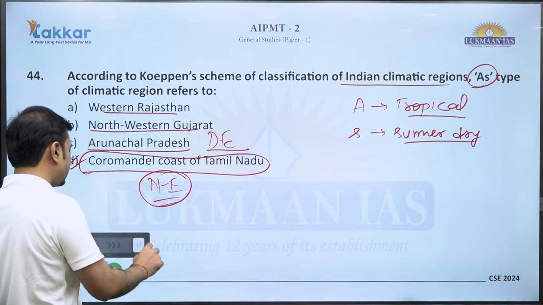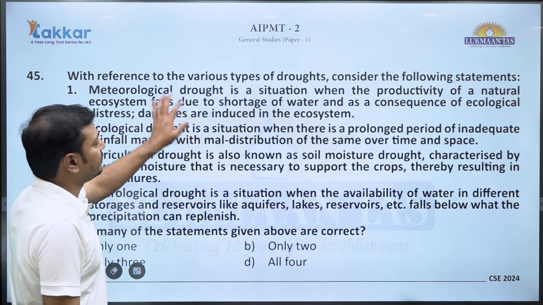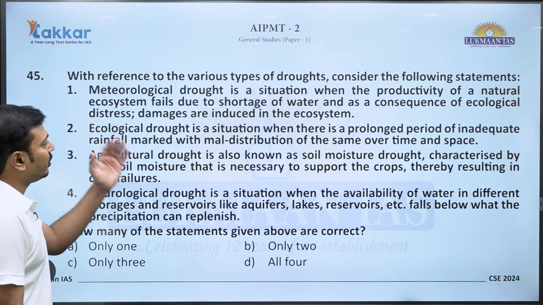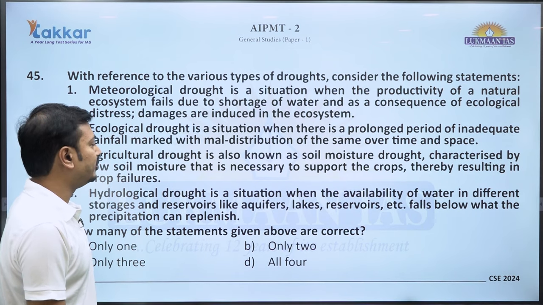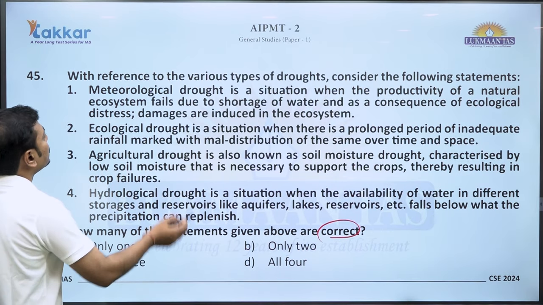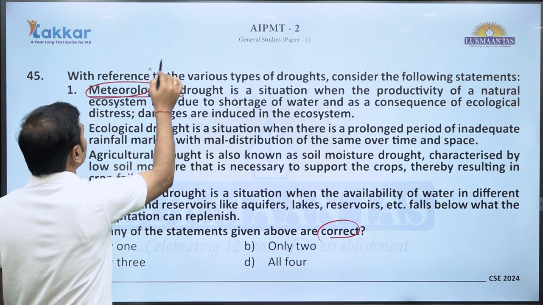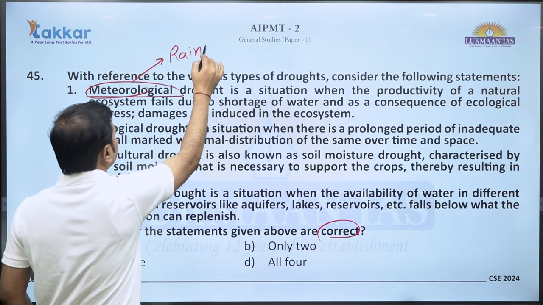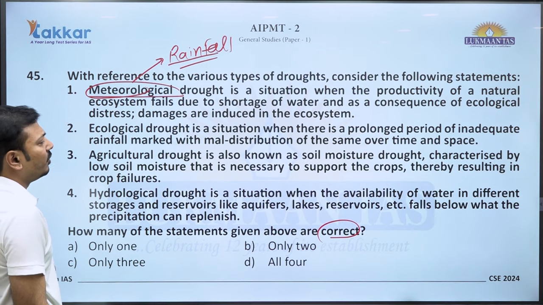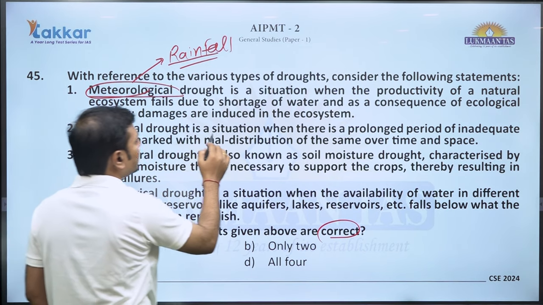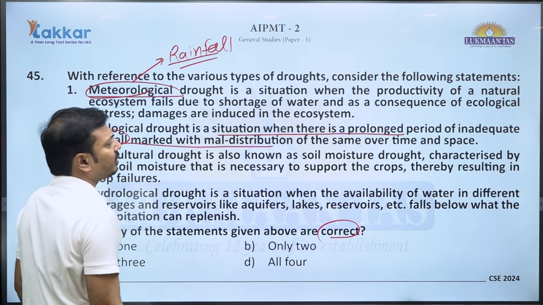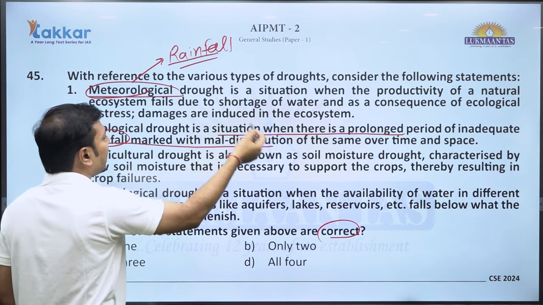In the past, UPSC has asked questions related to Köppen classification of climates. So, we should be ready with India's climatic regions. Now, what about these basic definitions of different types of droughts? We have to identify the correct statement. Right. So, meteorological drought, meteorological should be something related to rainfall. So, what is that? It is the situation when there is a prolonged period of inadequate rainfall marked with maldistribution of the same over time. So, it is related to inadequate rainfall.